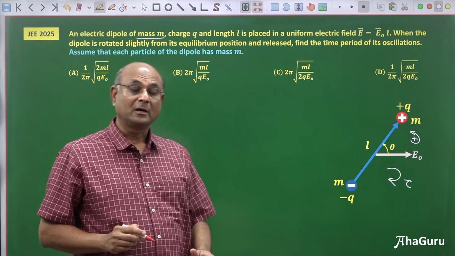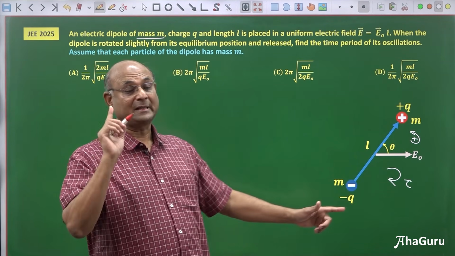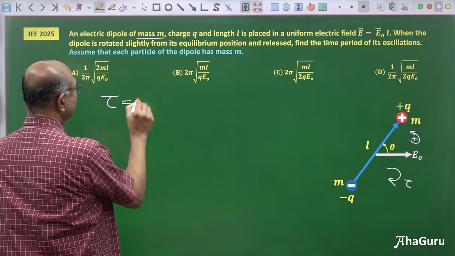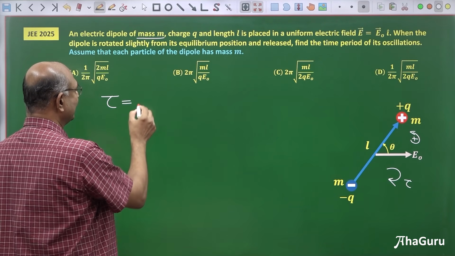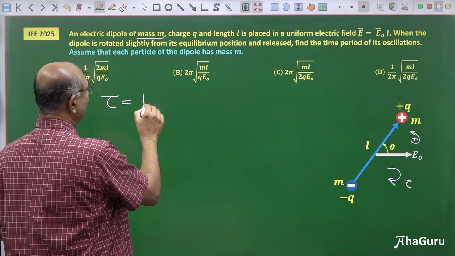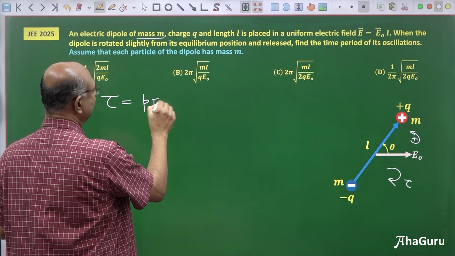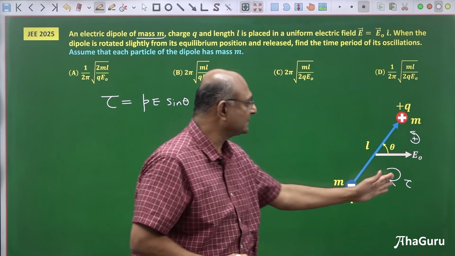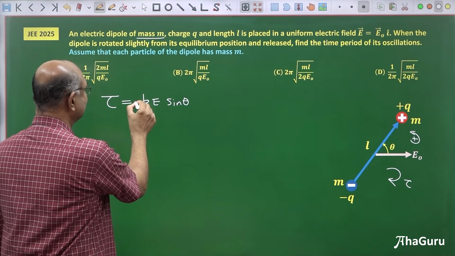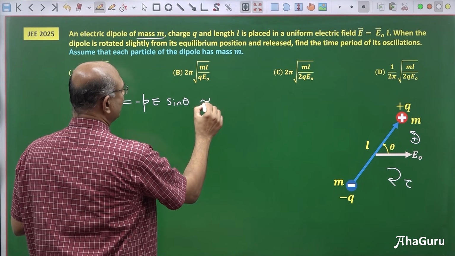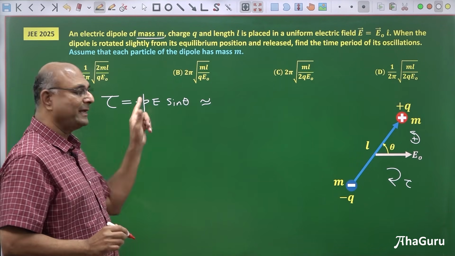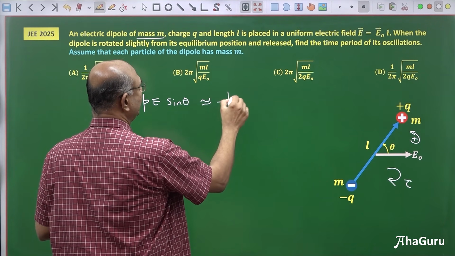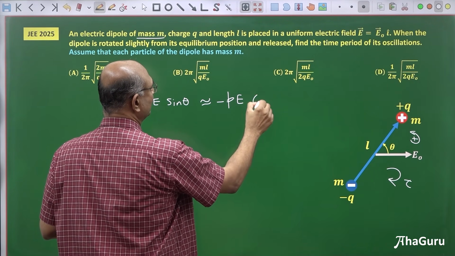So what is the torque? Tau is P cross E, but I'll just use the direct value: P E sine theta. But that is in the negative direction relative to the positive direction, so put a minus sign. And this is approximately minus P E into theta, because sine theta is approximately theta.